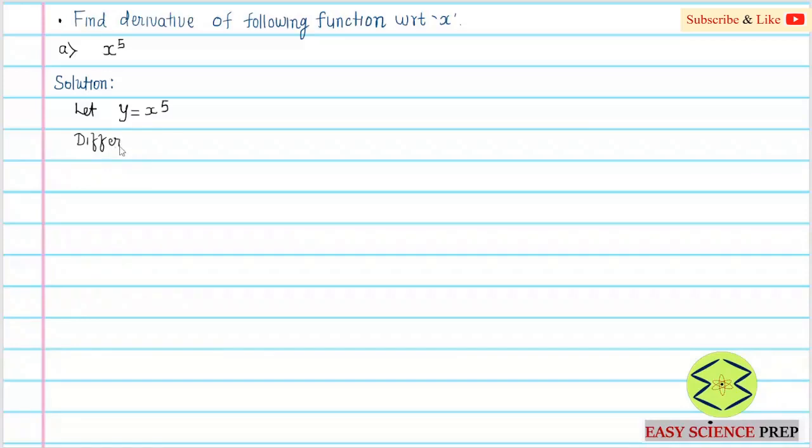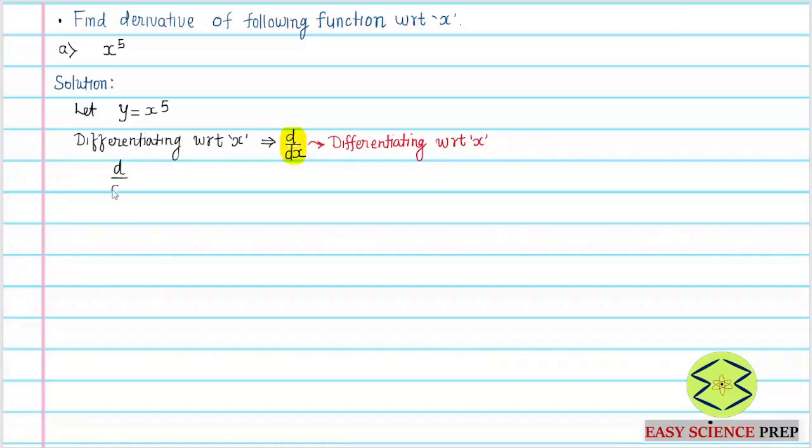So differentiating the given function y with respect to x. This is the procedure we are following. Whenever we differentiate with respect to x, we use the notation d by dx. This particular term signifies differentiating. If I introduce this term d by dx, it signifies differentiating with respect to x. If I write d by dt, it will be differentiating with respect to t. So differentiating with respect to x, we introduce the d by dx term on both sides.